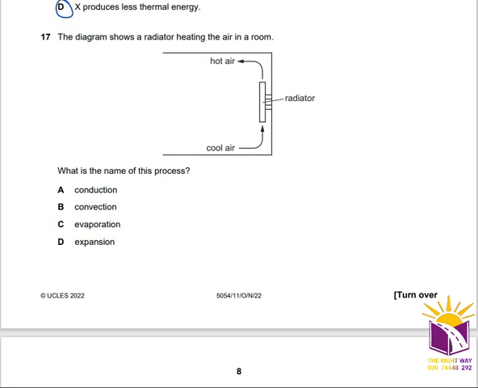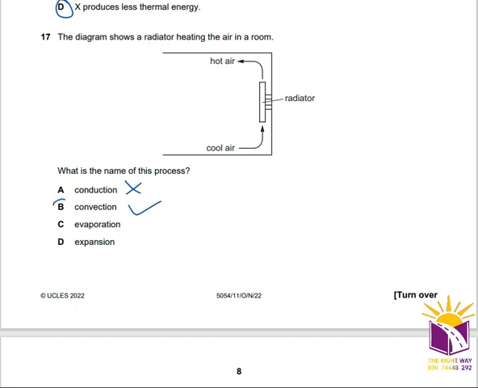Question number 17. The diagram shows a radiator heating the air in a room. What is the name of this process? Cool air moves towards the radiator and hot air moves above the radiator. So is it conduction? No. In conduction, particles move in a solid. Is it convection? Yes, it is convection, in which cold particles move toward the hot particles, or the hot particles move toward the cold particles.